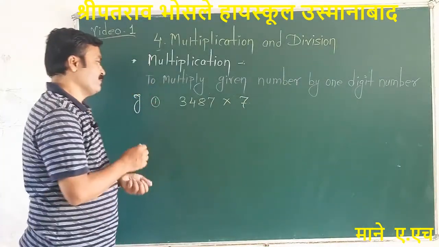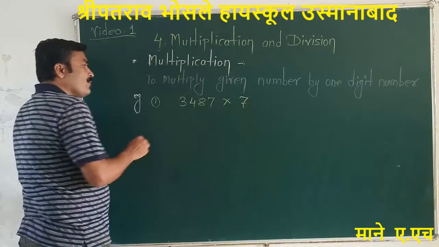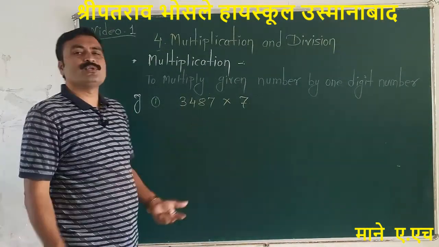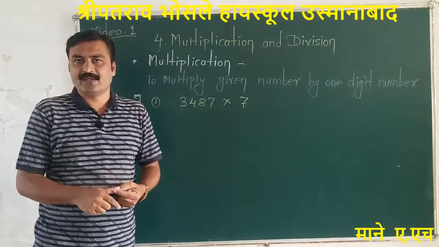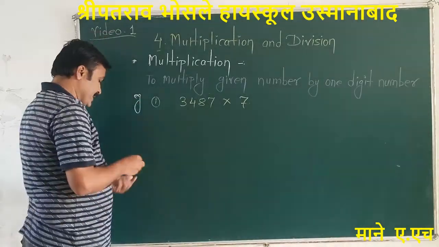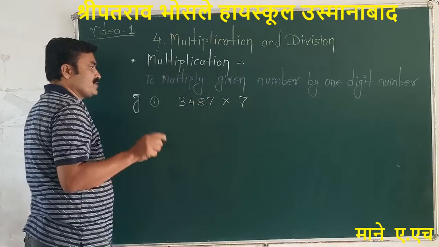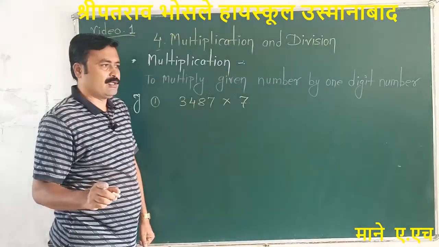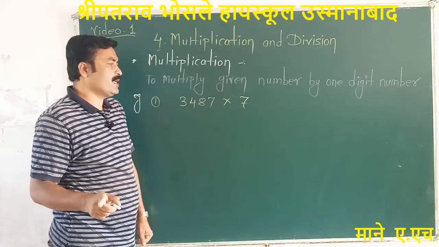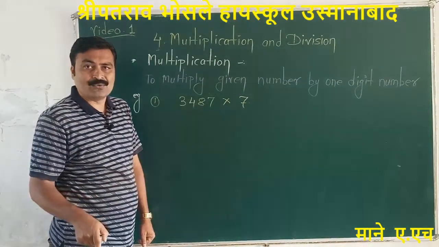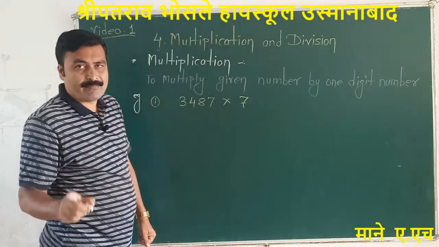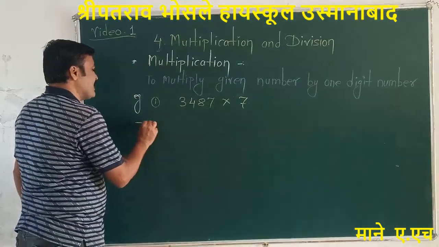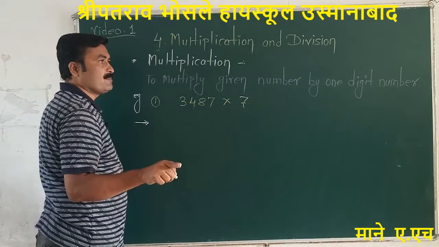That's important. Now, writing the example like this goes into the horizontal method. While carrying out the multiplication process, as with the previous operations, addition and subtraction, we also carry out multiplication in the vertical method. The vertical arrangement is the same as for addition and subtraction.